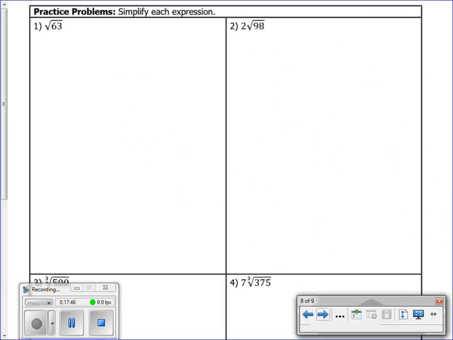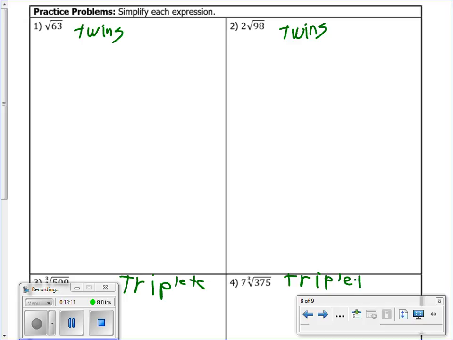So when we look at numbers 1 through 4, numbers 1 and 2 are square roots, and numbers 3 and 4 are cubed roots. How do I know this? 3 and 4 have that little 3 in the index spot to show us that they're cubed roots. So we take out twins, and then down here for 3 and 4 we take out triplets. So it's good just to jot that down so you remember.